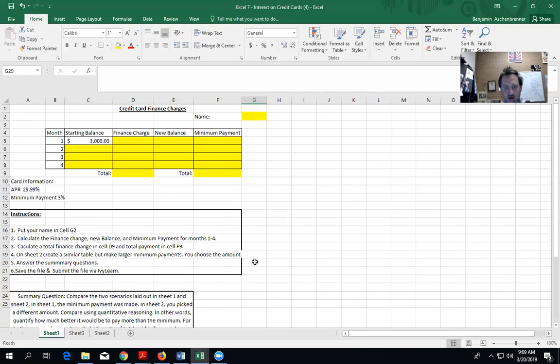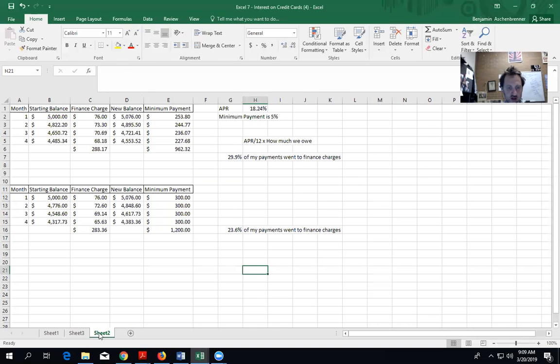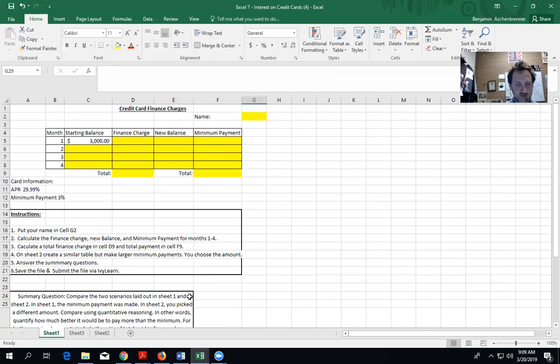And depending on how aggressive you were in making the payments, right? I only increased it by $50, but depending on how aggressive you were, you should see a pretty big change in the situation. Okay, that's it for Excel 7. This is a pretty big concept, guys, so I want you to feel good about this idea about what happens if you pay the minimum payment compared to making a more aggressive payment.